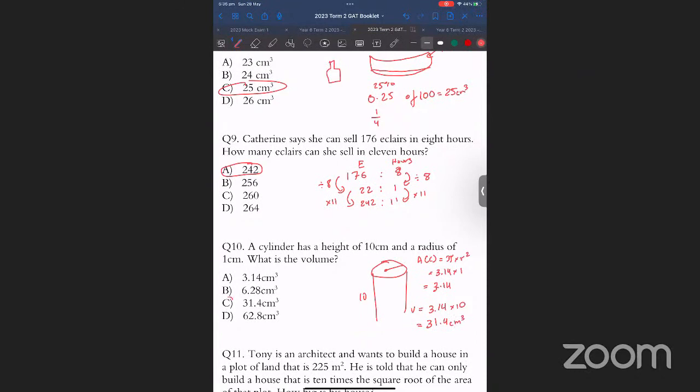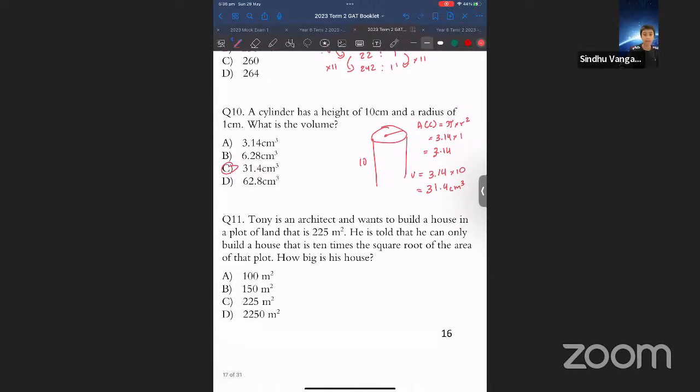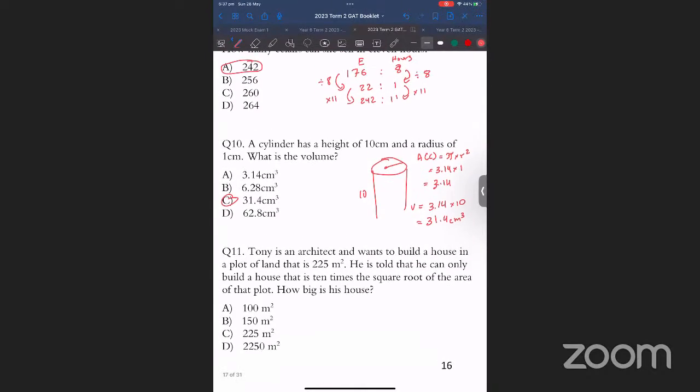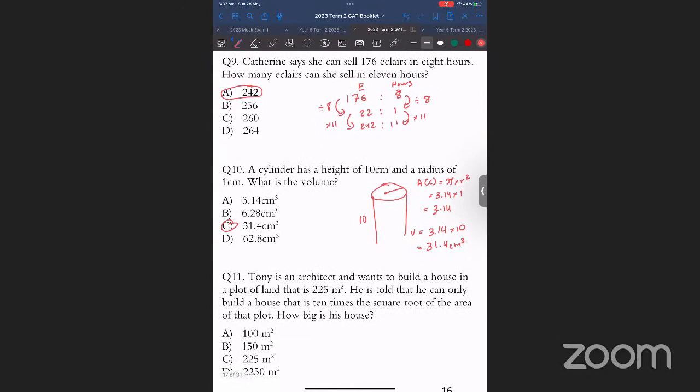31.4 centimeters. All right. Tony is an architect and he wants to build a house in a plot of land that is 225 meters squared. He is told that he can only build a house that is 10 times the square root of the area of the plot. So 10 times the square root of the area of the house. I'll rewrite that. Area.